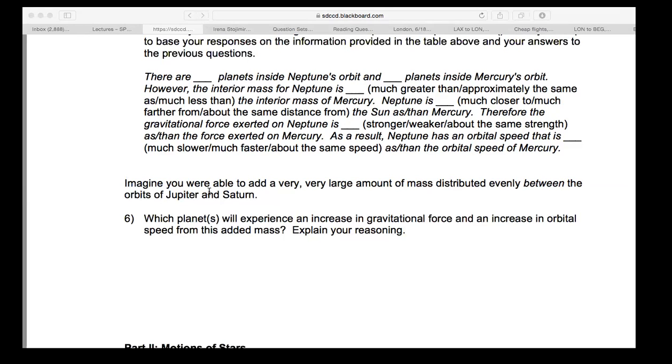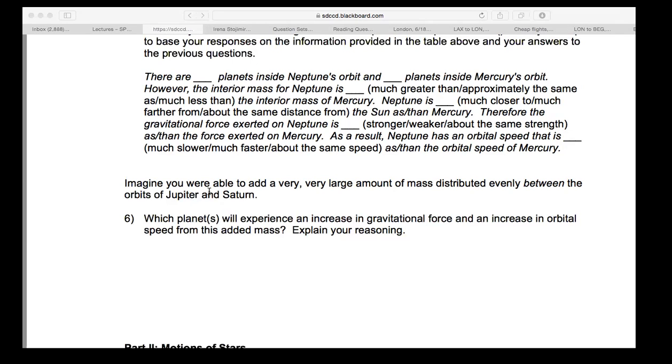Yeah, no, I agree. You were saying that the mass is distributed evenly between Jupiter and Saturn, and that mass would be considered inside Saturn's orbit. And with that statement, the speed is determined by how much mass is inside the orbit and the distance, so that would mean an increase in speed.